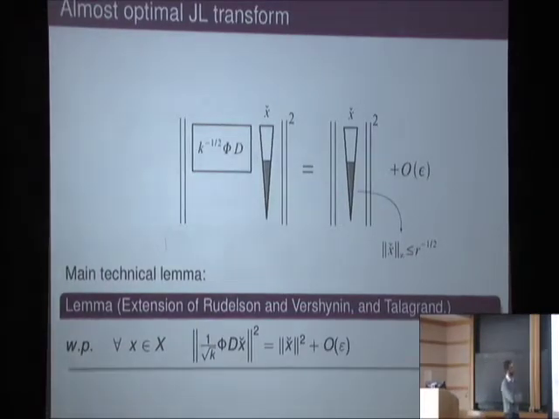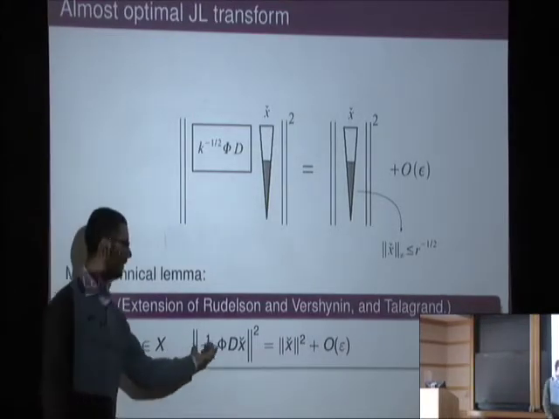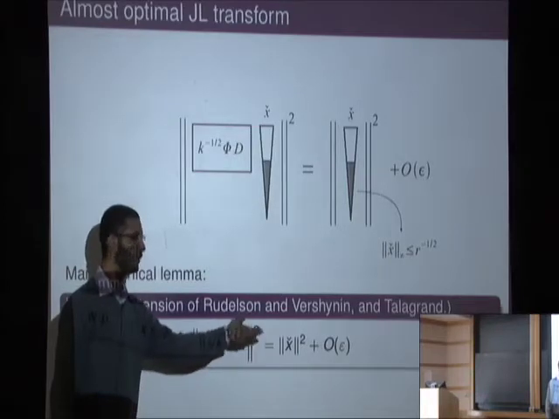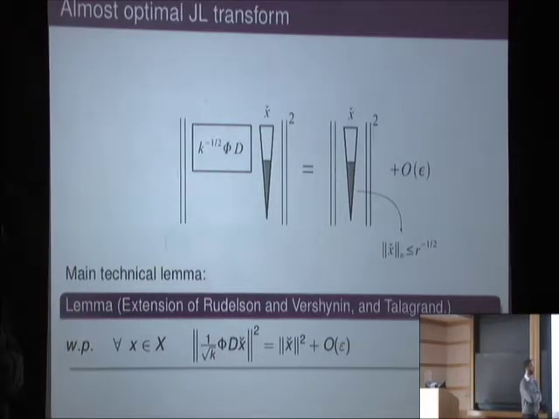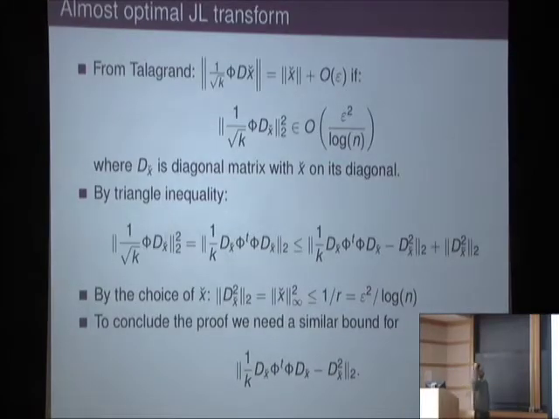But we also need to show that this matrix times x low is also concentrated around the norm of x low, which seems to be significantly harder. And the only way we managed to do this is actually going into Rudelson and Vershynin's proof and extending it. So let's just see why we need Rudelson and Vershynin's proof to do this.